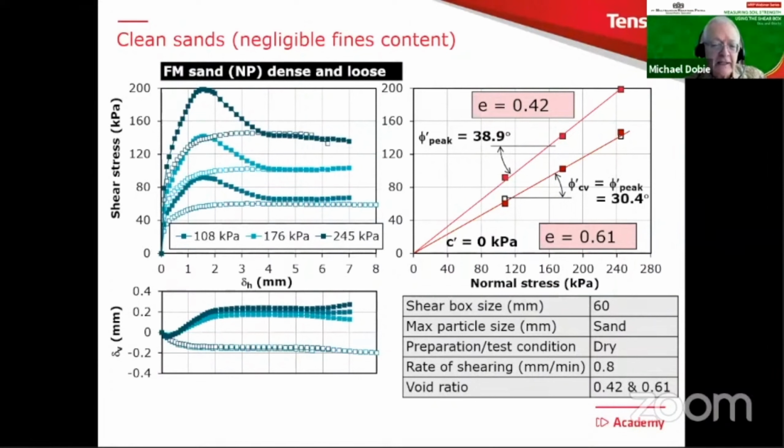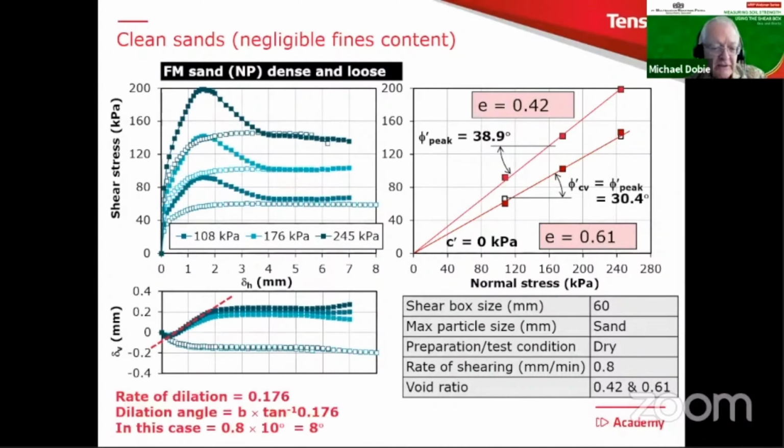Another way to look at that is to look at the inclined part of that diagram bottom left. This is the rate of dilation, which in this case is 0.176. And then we can use that to calculate the dilation angle, which equals B times tan to the -1 of that value. And for sands, we would normally take B around about 0.8, giving us 8 degrees, which agrees very nicely with the graph above.